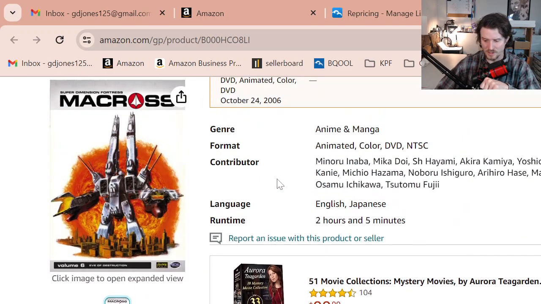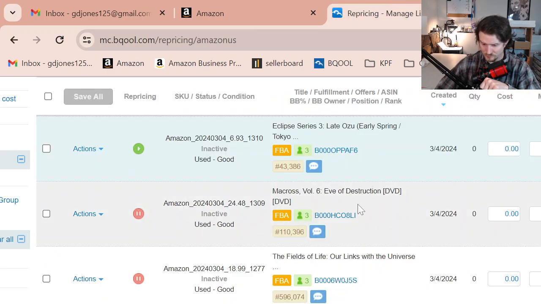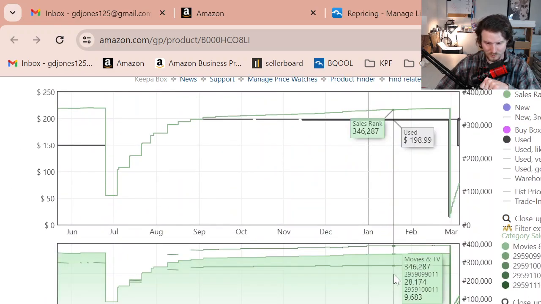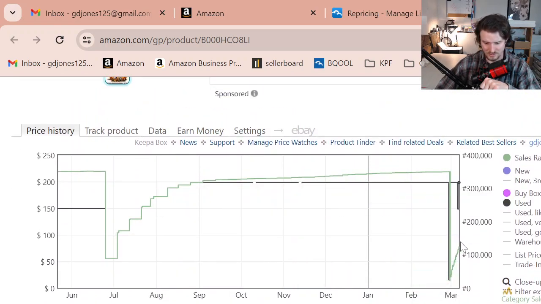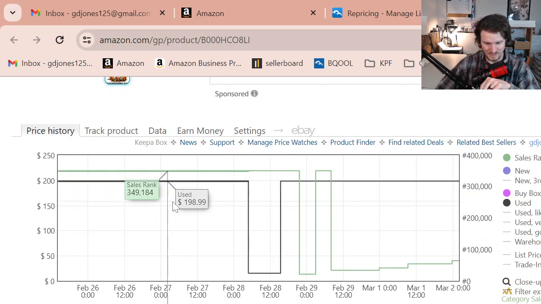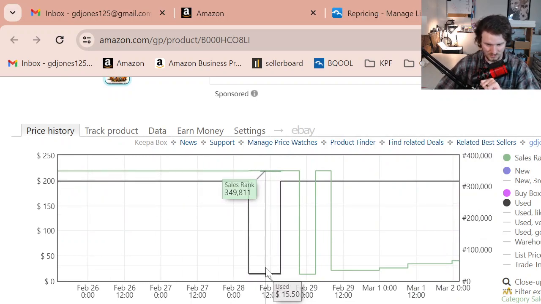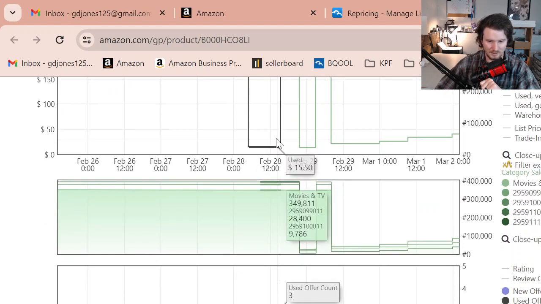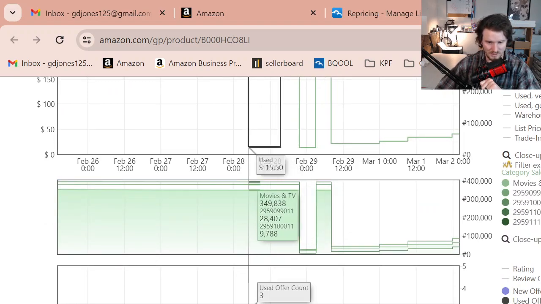And so how I'm going to price my DVD is I'm going to look, I bought it for $24.48. The last sales rank drop was right here. So it didn't sell up here at the $198. The price dropped down here to $15.50, and that's when the sales rank drop was, even though it's a little bit off to the side. You can see that with the used offer count. It pops up right here.